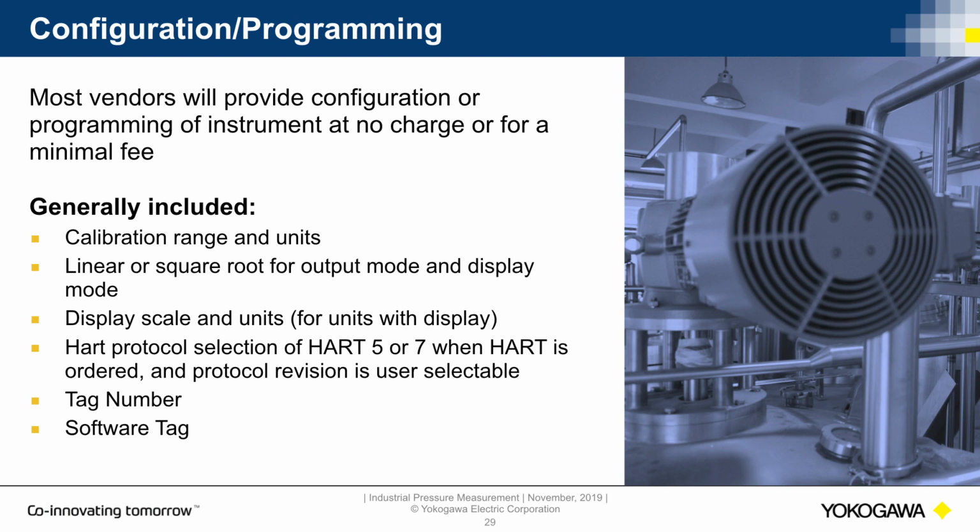It might be different from the actual pressure scale if you're measuring level, if you're measuring flow. And then depending on the type of output, HART's probably the most common in the industry. You can select HART 5 or 7, depending on what control system or what devices, handhelds you can talk to. You just need to know what revision of HART is preferable. The tag number, so this is the physical tag that is going to be engraved on the neck or possibly on a wired-on tag on the transmitter. And then there's also a software tag, that's the identifier electronically.